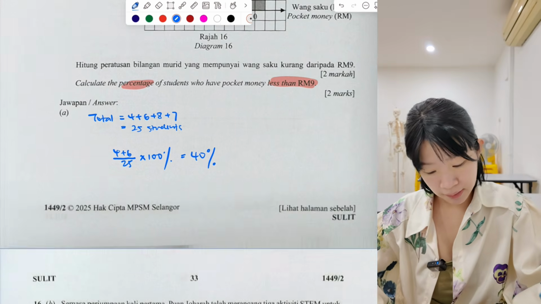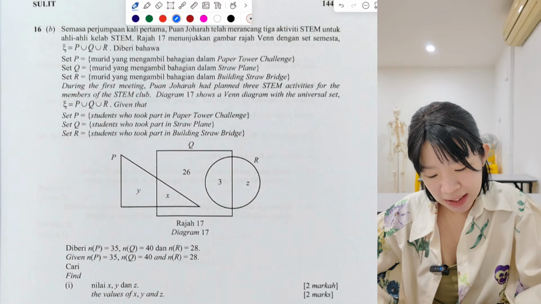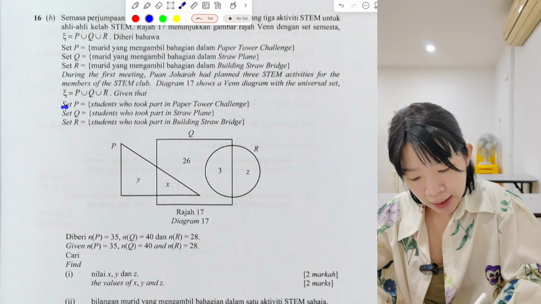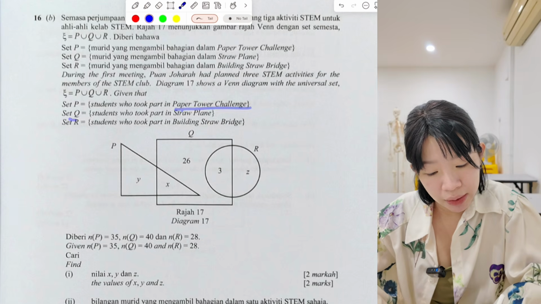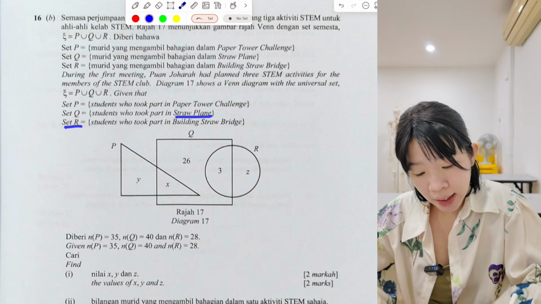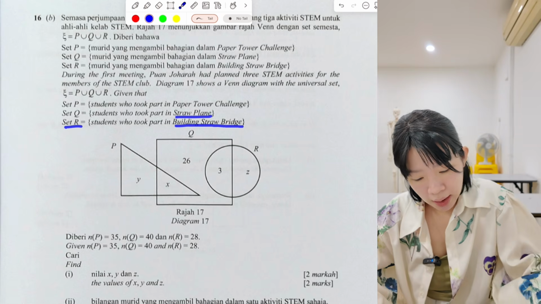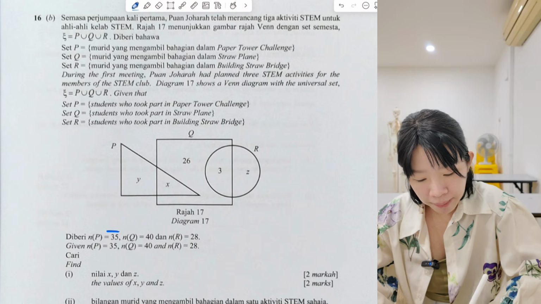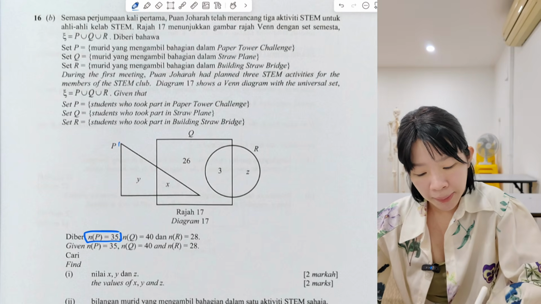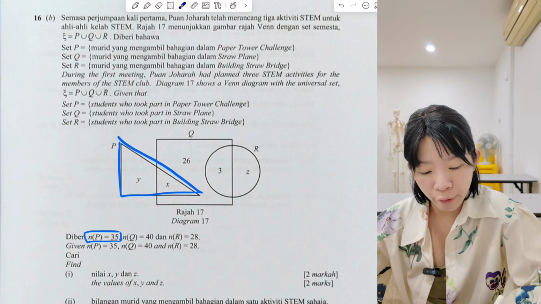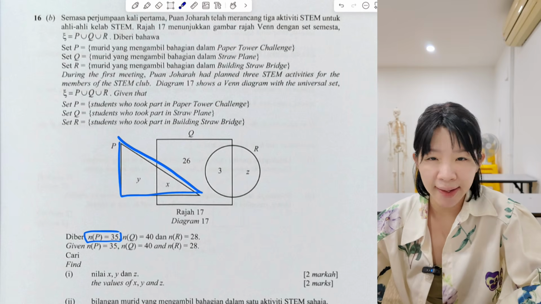Okay, next. Okay, B. So B is sets question. Okay, so these 3 sets P, Q, R. So P is student who took part in paper tower challenge, Q is student who took part in straw plane, and R is building straw bridge. Okay, so here they say the number of P is 35. So there are total 35 students who took part in P. Okay, P is a triangle, but now both X and Y we don't know, so we can't find anything yet.